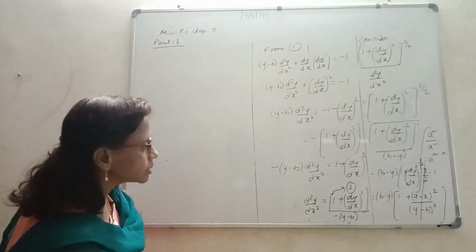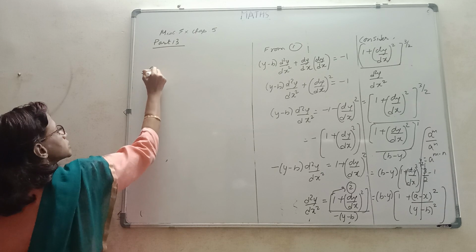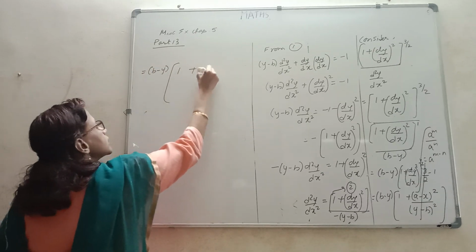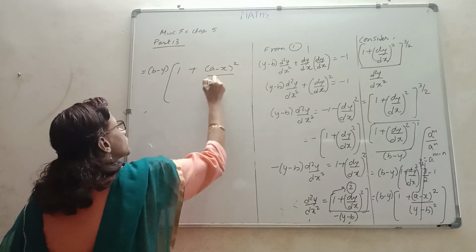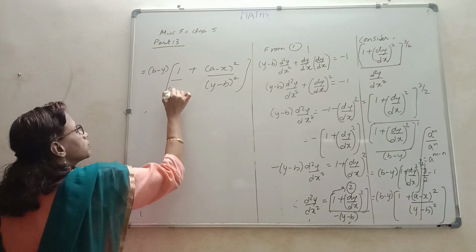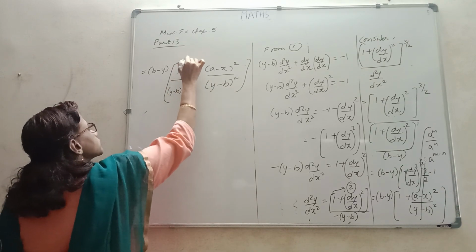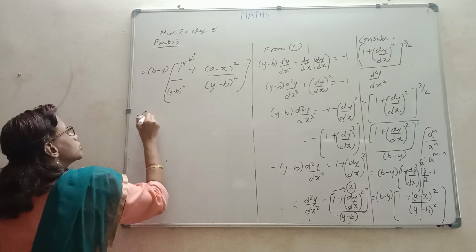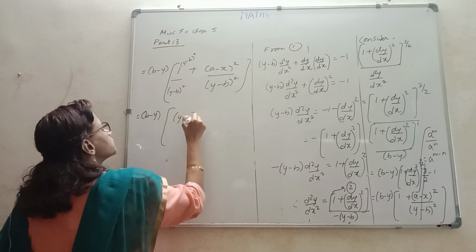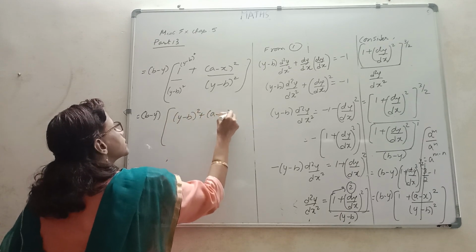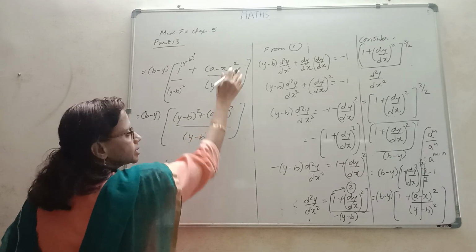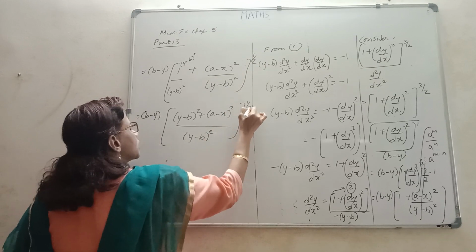So what does it come to? We have b minus y outside the bracket. Inside the bracket, it is 1 plus a minus x the whole squared by y minus b the whole squared. Let's equalize the denominator here. Multiply this by y minus b the whole squared, and this also by y minus b the whole squared. So you will get y minus b the whole squared plus a minus x the whole squared, over y minus b the whole squared, and this is raised to half also.